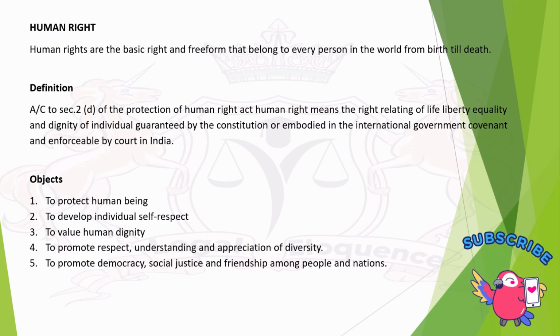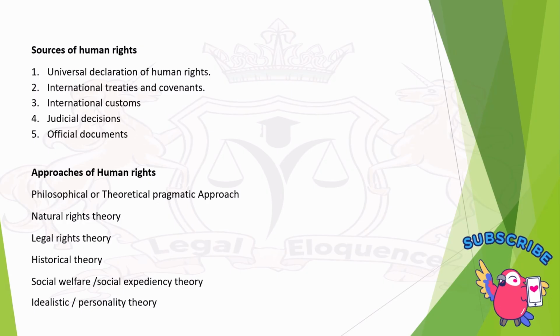Objects of human rights are as follows: to protect human beings, to develop individual self-respect, to value human dignity, to promote respect, understanding and appreciation of diversity, to promote democracy, social justice and friendship among people and nations. Sources of human rights are as follows: Universal Declaration of Human Rights, international treaties and covenants, international customs, judicial decisions and official documents.